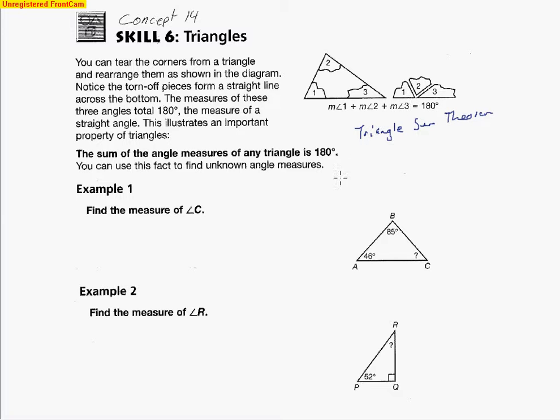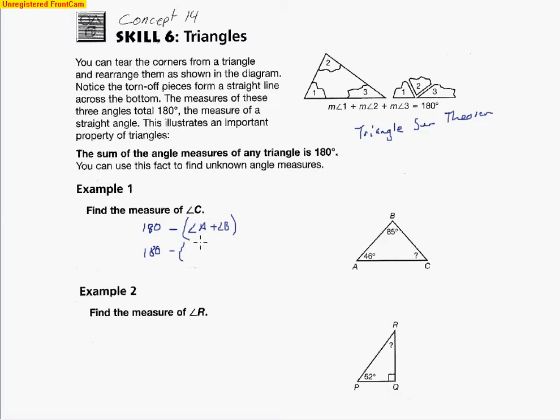And we're going to use that theorem to find out some different missing angles. So here we have angle C that is unknown, but we already know angle A and B. So what we can do is we can take those two angles, angle A, and we can add angle B together, and then we can take that answer and subtract that from 180 degrees. And so that's what we're going to end up doing here. So let's go ahead and rewrite our formula.